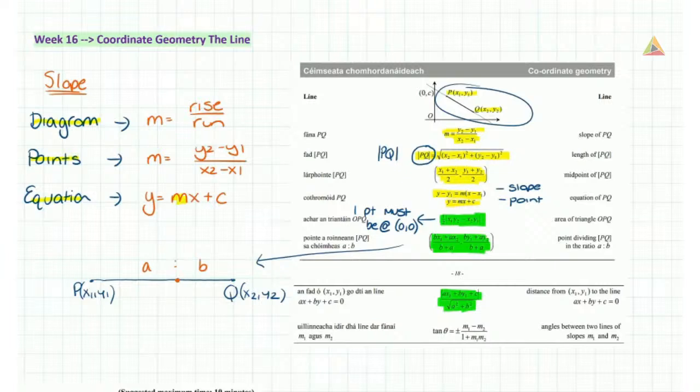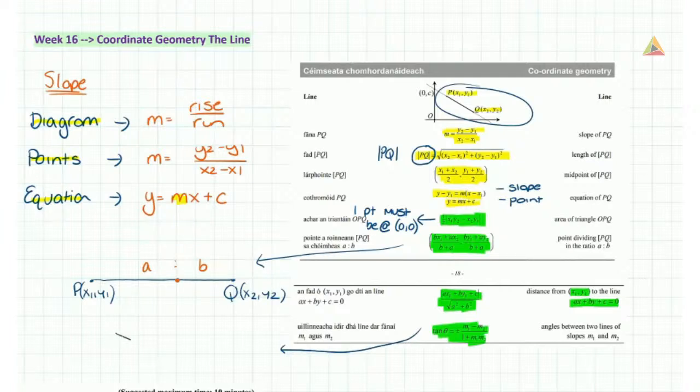So your point is x1, y1, and your line must be in that general form. That's quite useful in the line and the circle on paper 2. And the last one is our angle between two lines. So I'll just bring that out here again.